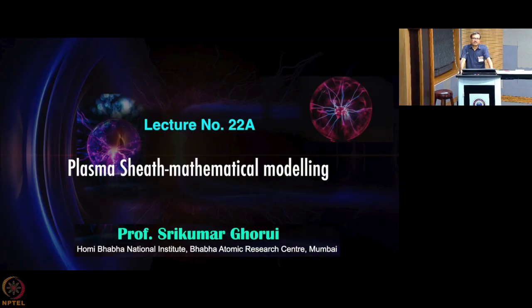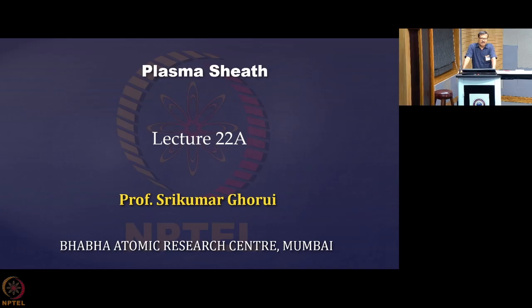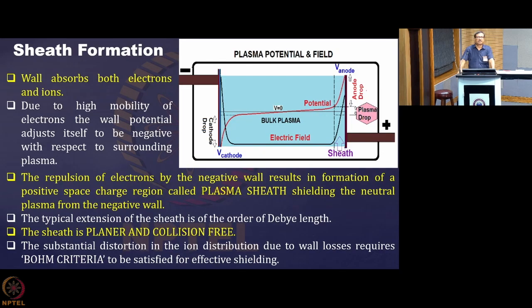Hello everyone, we are in our plasma class and in this class we will be starting plasma sheath, which we already started in our previous class. So what we are doing: plasma in touch with the wall, and the wall absorbs both electrons and ions, but due to higher mobility of electrons the wall potential adjusts itself to be negative with respect to the surrounding plasma.